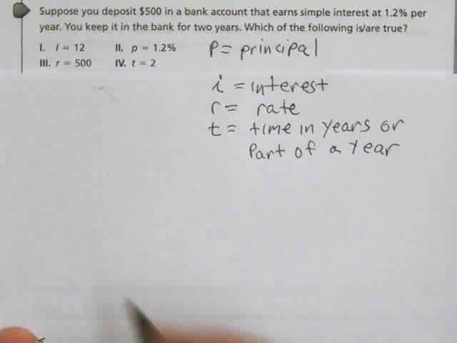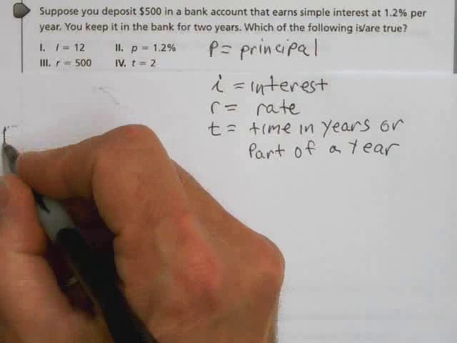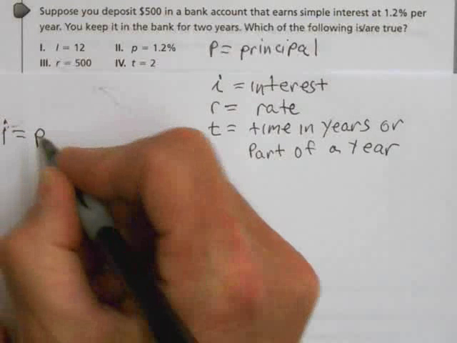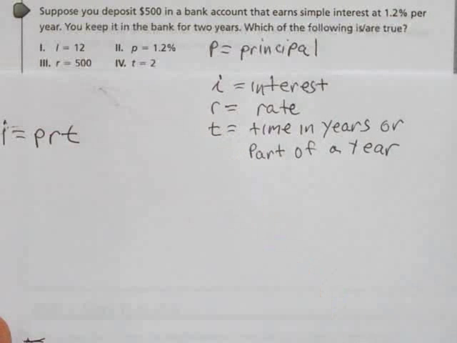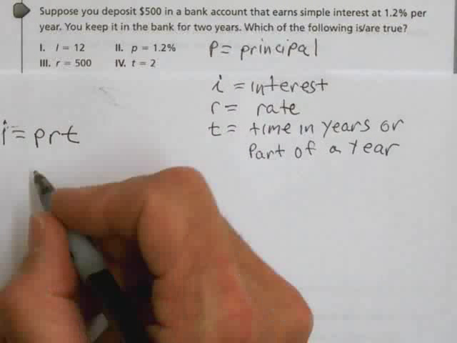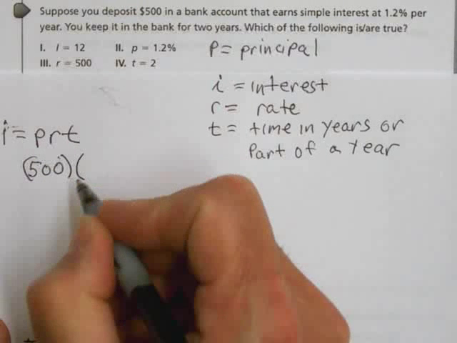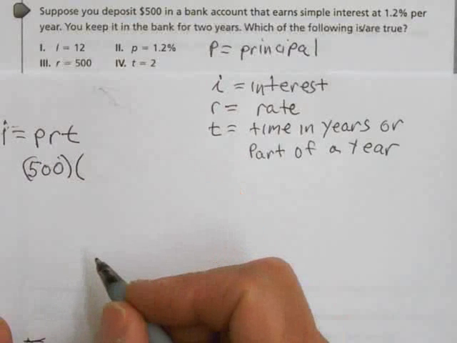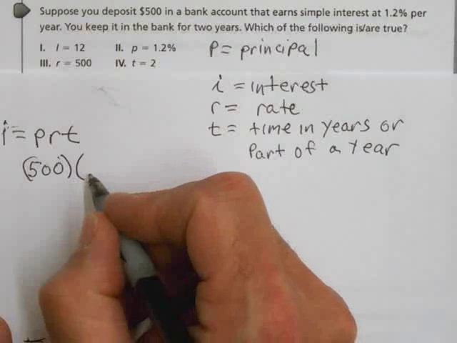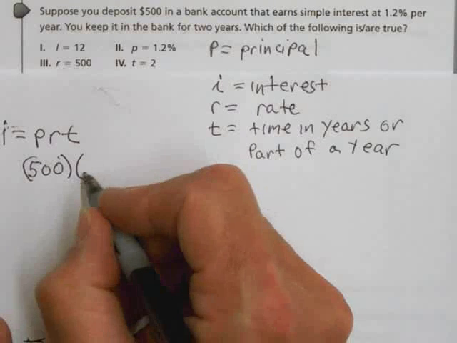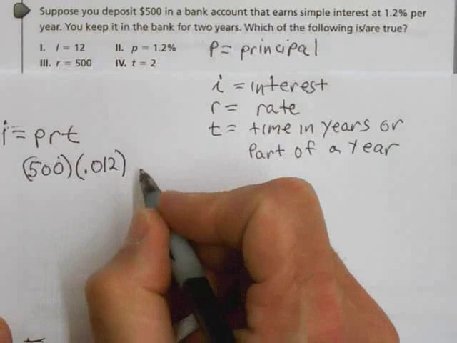So we're going to use this formula, which is interest, I, equals principal multiplied by rate multiplied by time. And here we are given the principal, that's the $500. We're given the rate of 1.2%. And what am I going to do with that 1.2%? Well, I am going to have to convert it into a decimal, and that's going to be 0.012. And the time we're told here is 2 years.